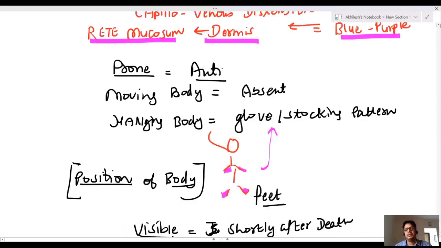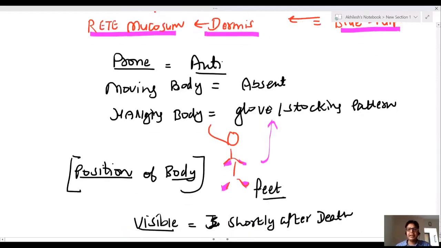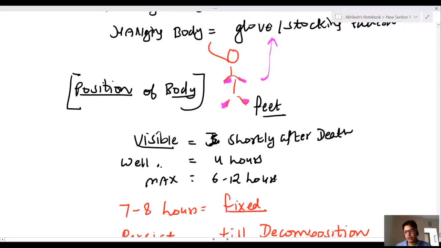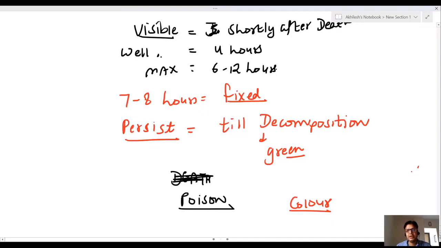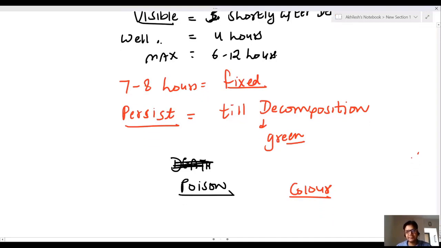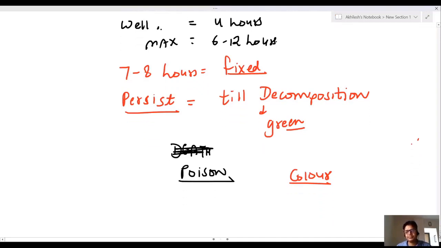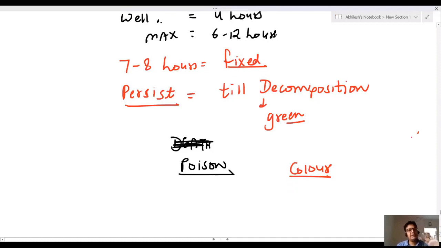So this is the glove and stocking pattern seen in this. Postmortem staining is visible shortly after death, well developed in 4 hours, maximum at 6 to 12 hours, and fixed in 7 to 8 hours. Now sir, it persists till decomposition. When your body becomes green, till this time this postmortem staining persists.